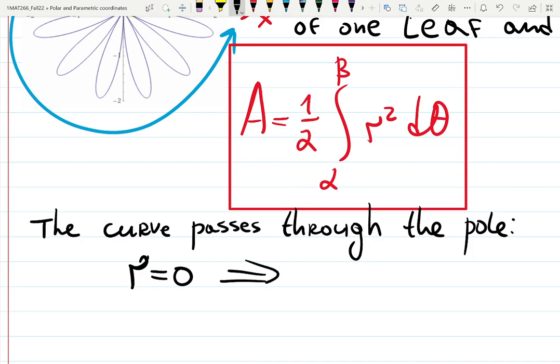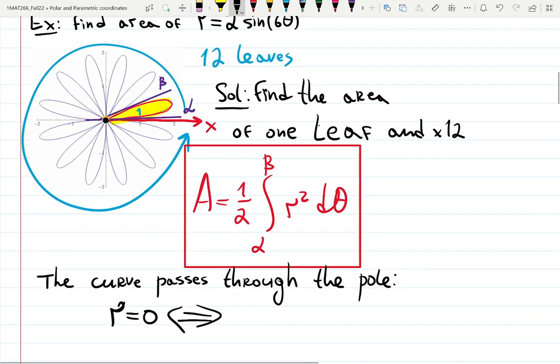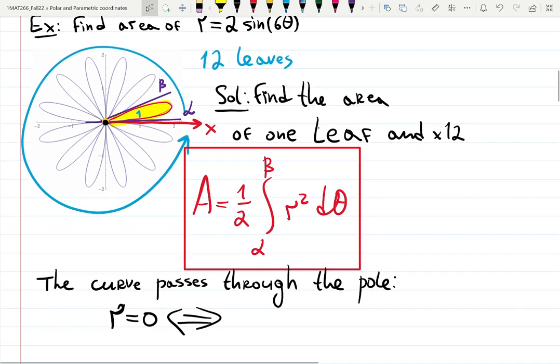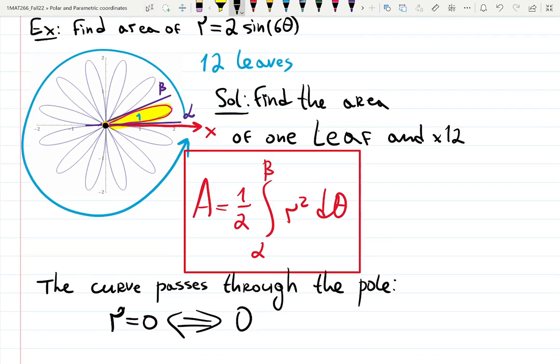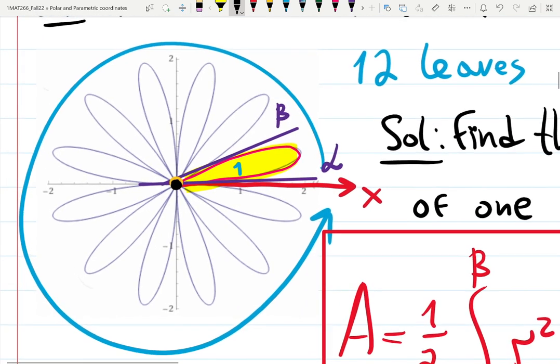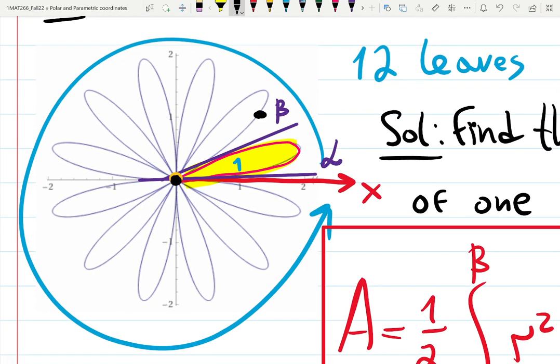Well, if r is 0, we can plug it into the equation we're given. We have r equals 2 sine 6 theta. So now 0 equals 2 sine 6 theta. That's what's happening here. And now we can see all the angles, all the theta that gave me 0. The angle over here will not be the solution because r is not 0 here. Over here, no. Over here, no. Not this one, not this one. We're looking every time the curve hits back 0.